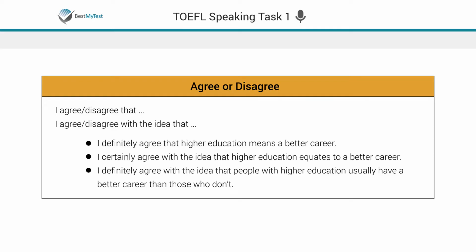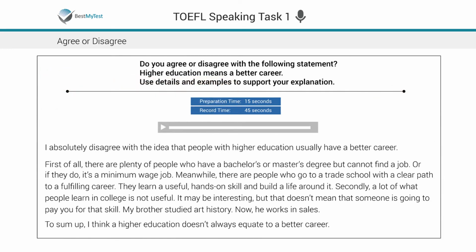All right, so let's look at a sample answer. First, I'm going to read the sample question, the example question, and then I'll go through a sample answer. Here we go. Do you agree or disagree with the following statement? Higher education means a better career. Use details and examples to support your explanation.